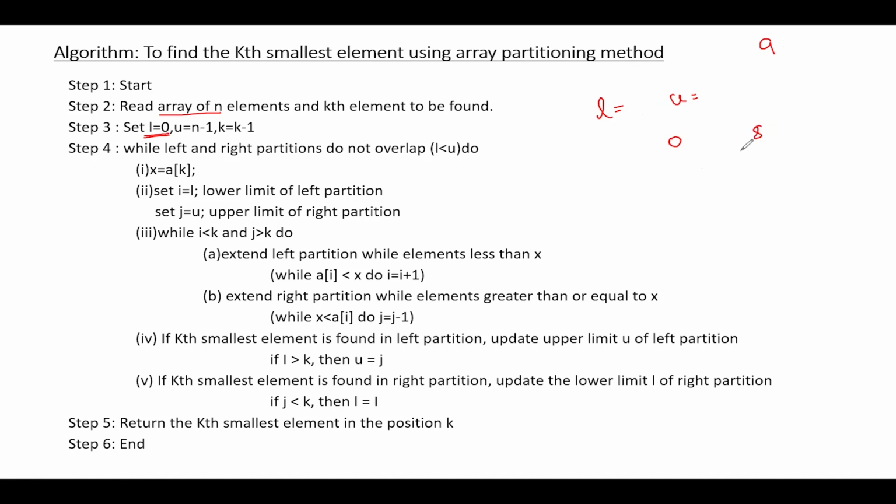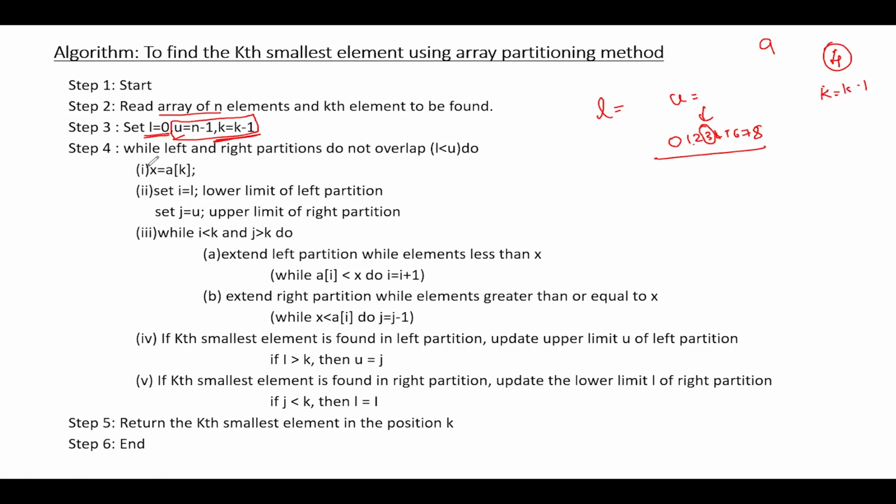Also, for the kth position, if suppose the kth element I need to find is the fourth element, then according to the array, as you can see, it is 0, 1, 2, 3, 4, 5, 6, 7, 8. The fourth position is nothing but 3. So 0, 1, 2, 3. So this is the fourth element. That is why we also say that k is equal to k minus 1. That is the reason for subtracting 1, mainly because the subscript of the array is starting from 0.